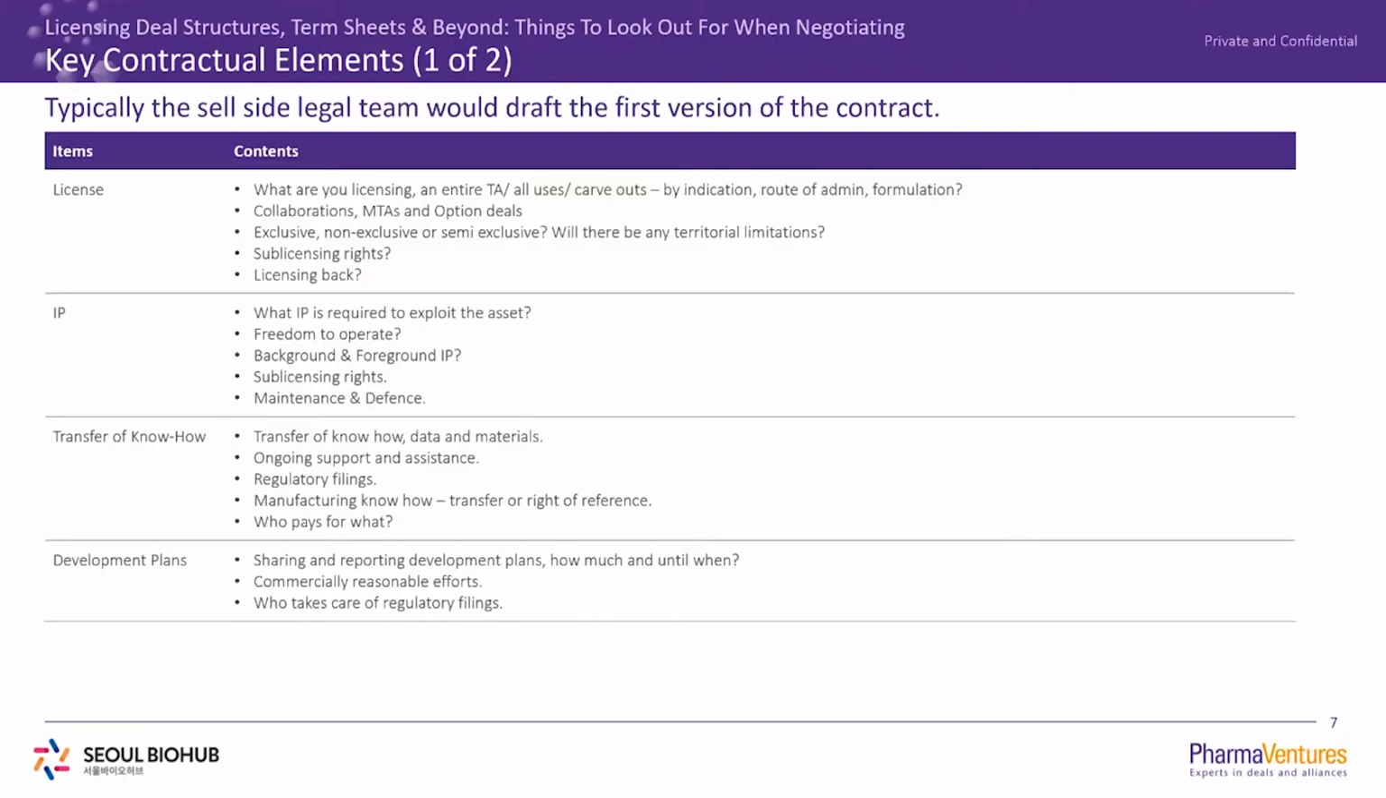Okay, so just to move back through to some of the key contractual terms. I'm not going to go through all of these because we're on limited time here. But you can see some of these up here. So on the license, what are you actually licensing? An entire therapeutic area or uses? Are you carving out in any way? A quick word on the different deal types, and we'll come to those in a later session on different deal types. Collaborations and MTAs and option deals versus licensing deals.